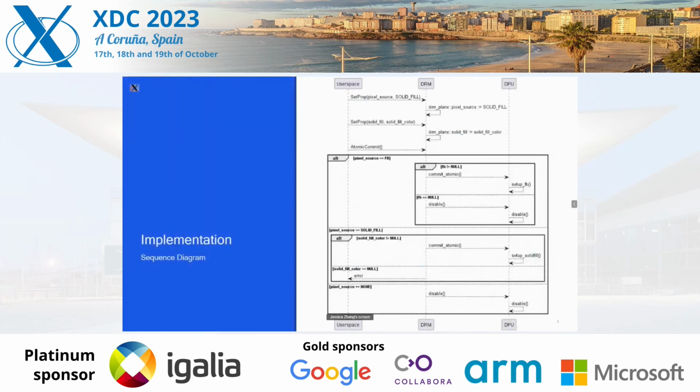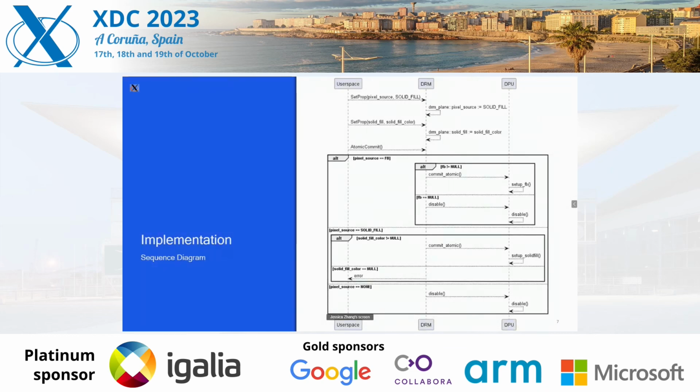And finally, this is just a sequence diagram for how to do atomic commit. So first, the user has to set a solid fill pixel source and also set the solid fill property as a valid solid fill color blob. In the atomic commit, the driver will check for the type of pixel source.